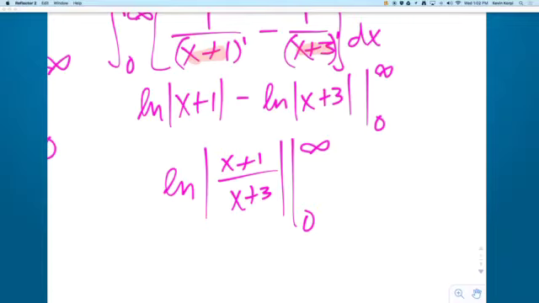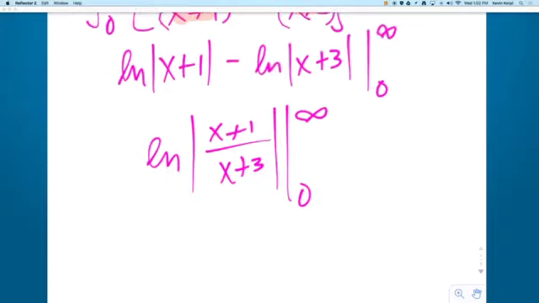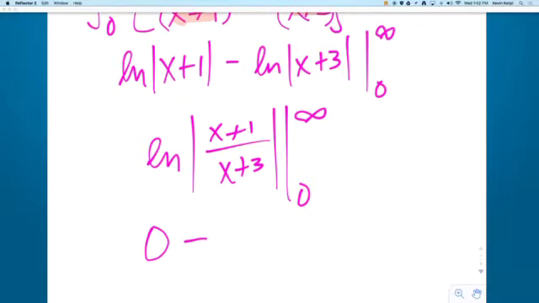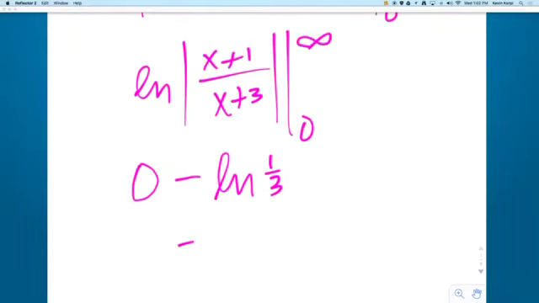So in other words, you could just do the end behavior. Since we're going to infinity, it's 1x to the first over 1x to the first. When they have the same degree, it's leading coefficient over leading coefficient. So the inside part approaches 1, which means we have now the natural log of 1, which is 0. So when you plug in the infinity, it approaches 0. Minus, when you plug in the bottom, you get the natural log of 1/3. And so your answer is negative natural log of 1/3.